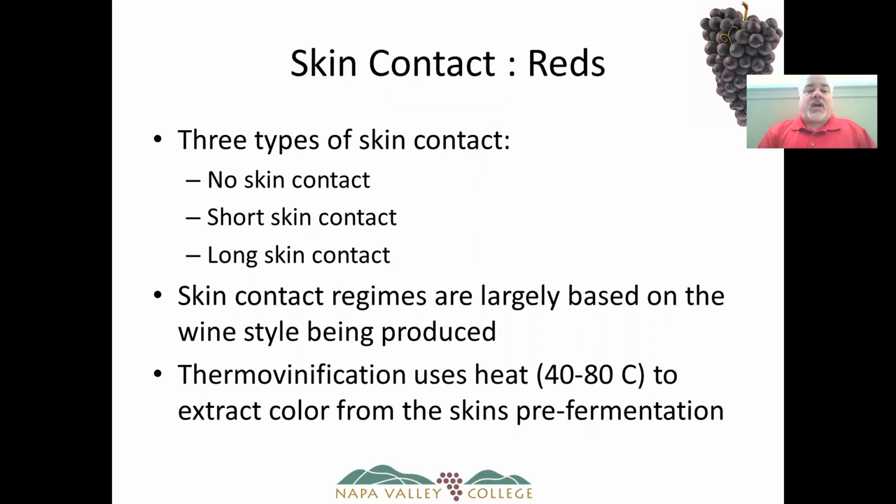3 types of skin contact: no contact, short contact, long contact. Just like in the whites, you have the range. Now, long is a hell of a lot longer than in the whites. But skin contact regimens, again, largely based on the wine style being produced. There is something called thermovinification, and it uses heat to extract color from the skins before fermentation. So again, that's going to change the extraction curve.